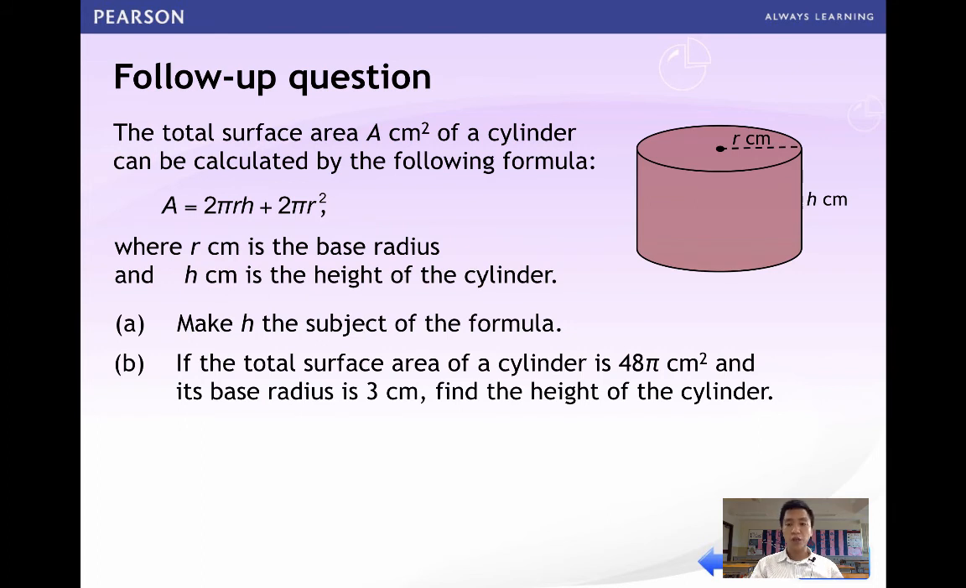Part A, what should I do? Make h the subject of the formula. And part B, we try to use the method of substitution. If we know that the total surface area, A, is 48 pi cm squared, and base radius, r, is 3 cm, we find out the height. Let's do part A first.